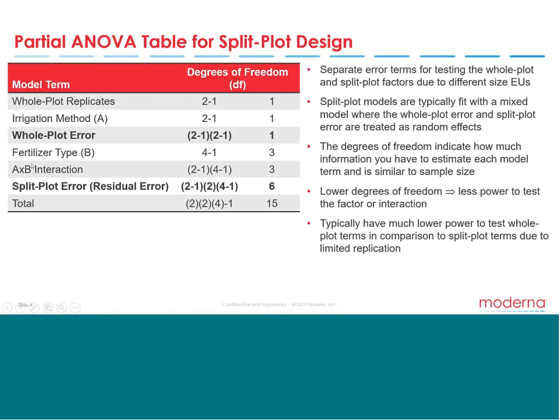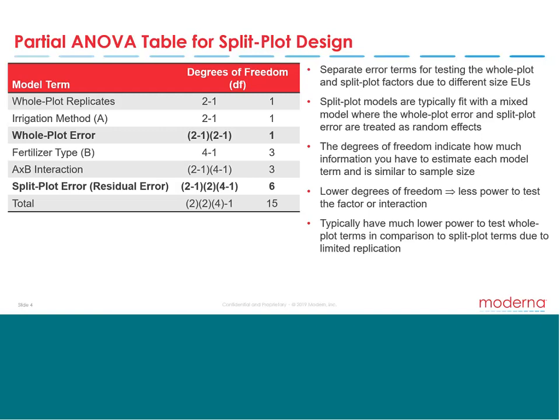But there are some differences here, the main one being that we have this additional error term for the whole plot, in addition to our residual error, which is really the split plot error. So the reason that we have this is because we have those experimental units of different size, where the irrigation method is essentially being applied over a larger area of land than the fertilizer.